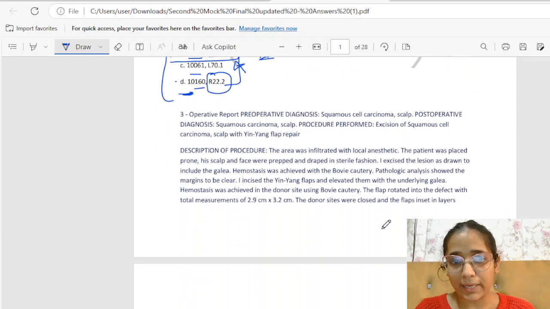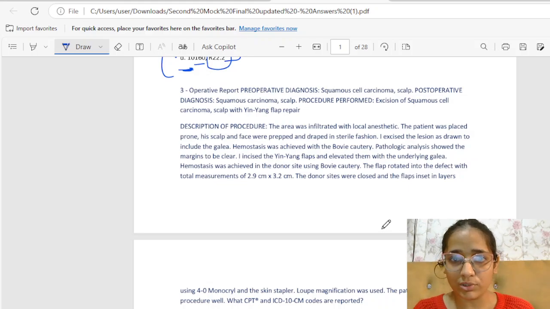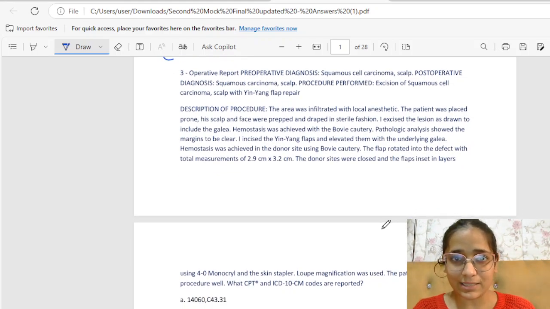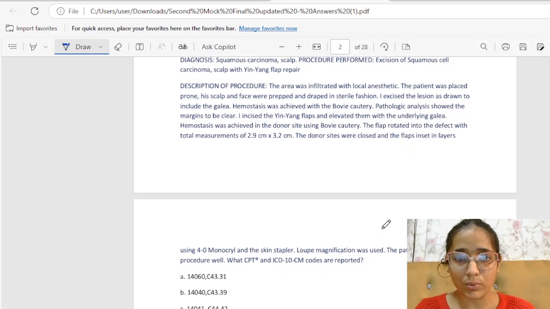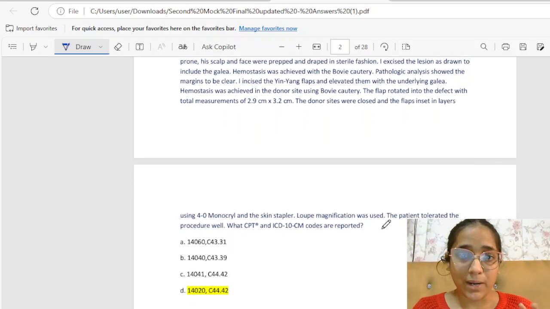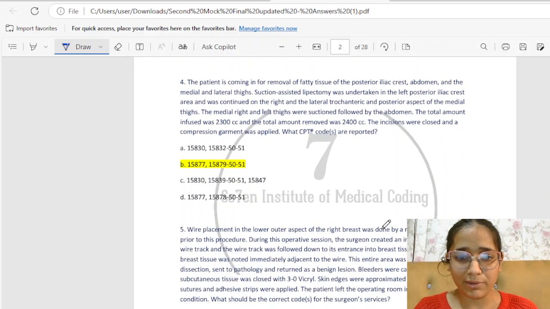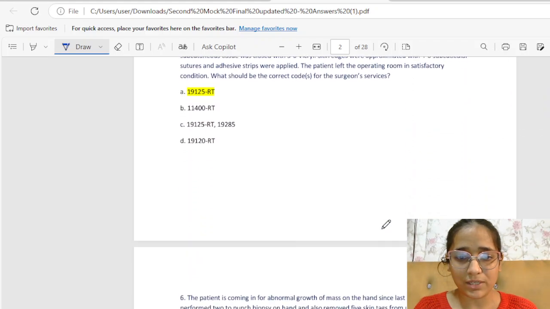I'm scrolling through a few more questions from this MOCK. You have to attempt these questions on your own. Just pause the video and try to attempt these questions. I have highlighted the answers in yellow so you can know what the answers are. But before checking the answer, please try to attempt these questions. Let me pick a few more questions from the 2 series.